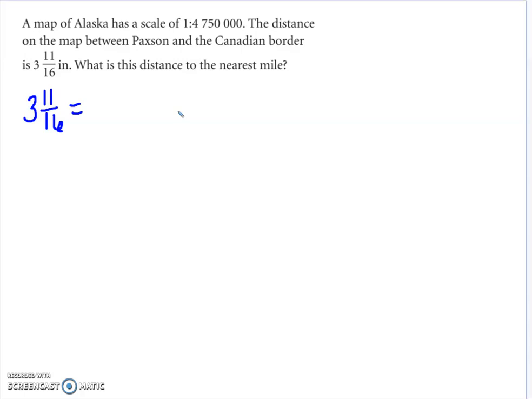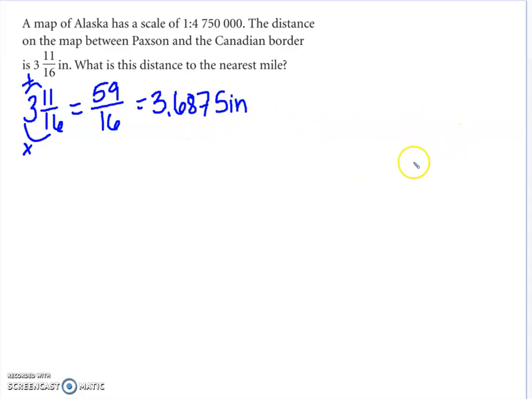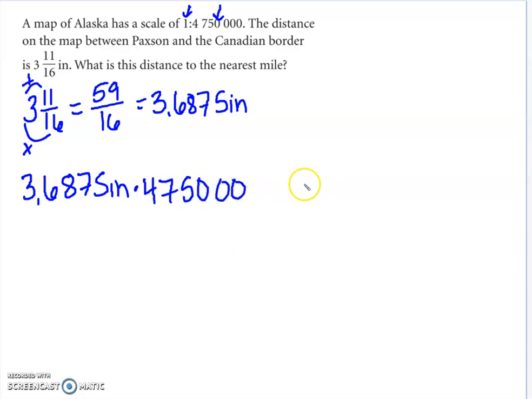So just a reminder, if you're looking at trying to create this into an improper fraction, you multiply 3 times 16 and then you add 11. So 3 times 16 is 48, and if I add 11, that's 59/16, which I can rewrite as a decimal, 3.6875 inches. So when I measure directly on the map, that's the distance. But we're saying every inch on the map is this many inches in real life. So I can take this value and multiply it by the scale that's been given to figure out how many inches it would be in real life.